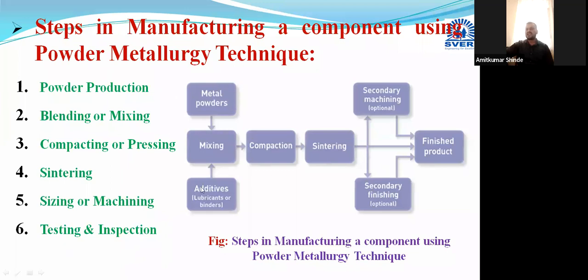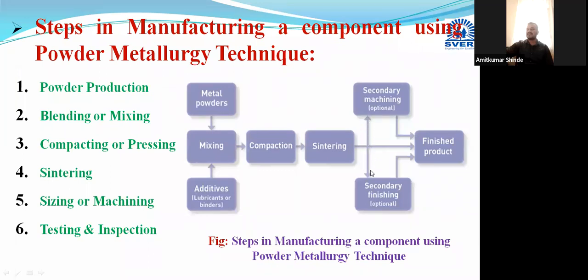Here I have highlighted in this diagram also the steps involved in the manufacturing of a component using the powder metallurgy technique. Metal powders are manufactured, and this is the first stage. Mixing is done with the metal powders, and some additives are required. In the next stage, compacting is done. This is termed as compaction. Then sintering, then machining operations, which I have highlighted here.